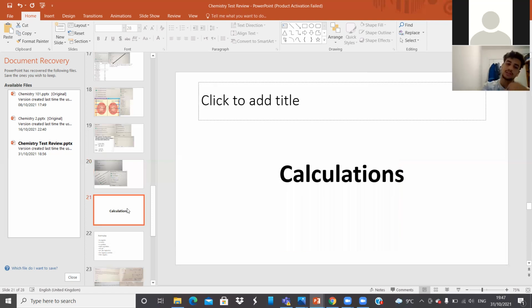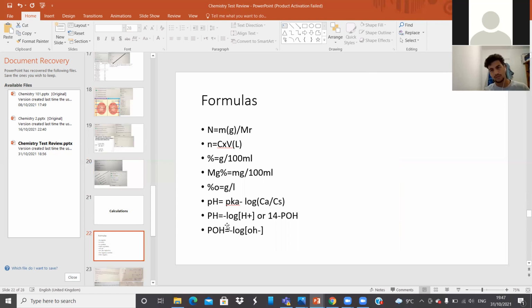Okay, now onto the calculations, which is the easier part. These are the main formulas that you're going to have to use. You might need more. You will probably find more in the book, but these are the ones that I found most useful in this book.